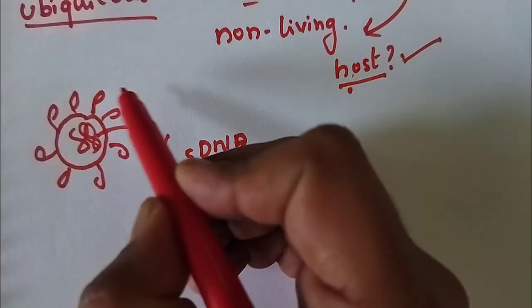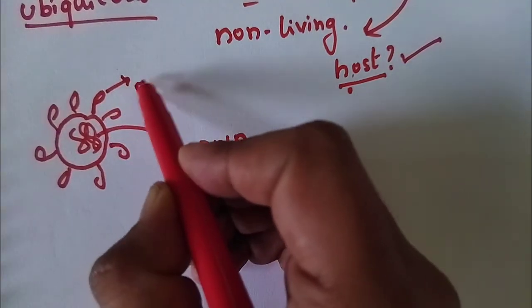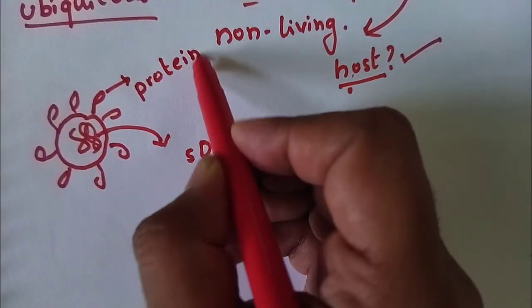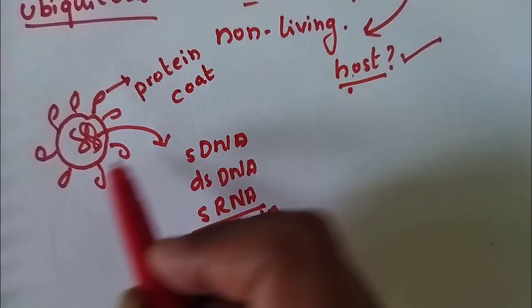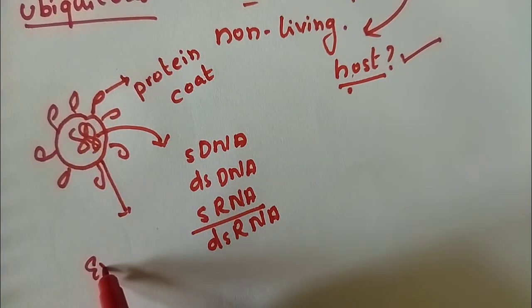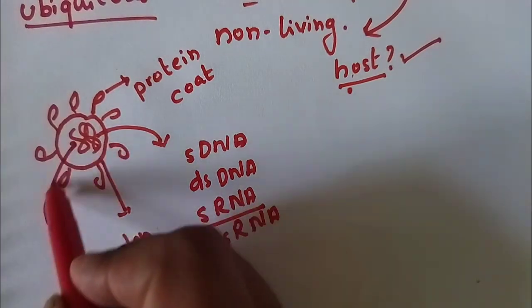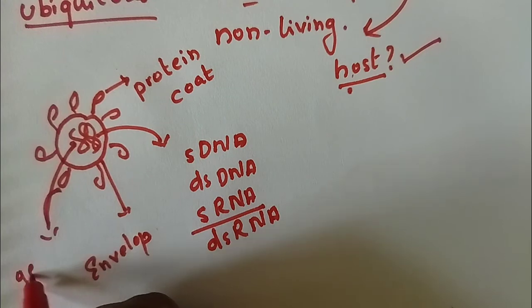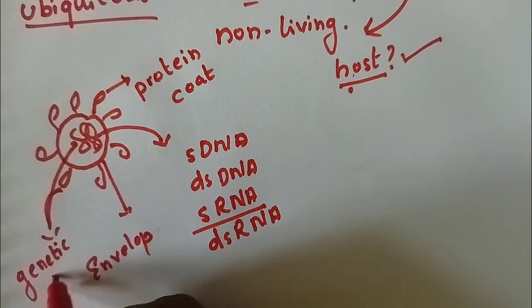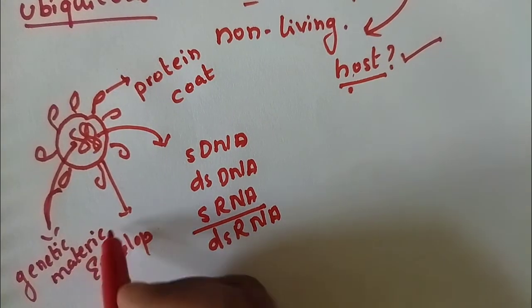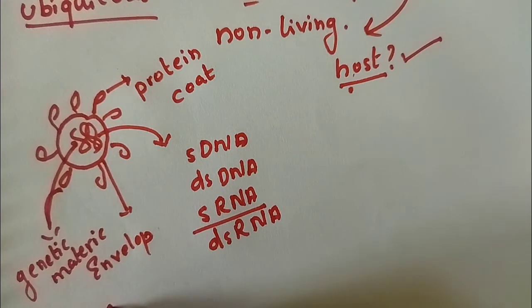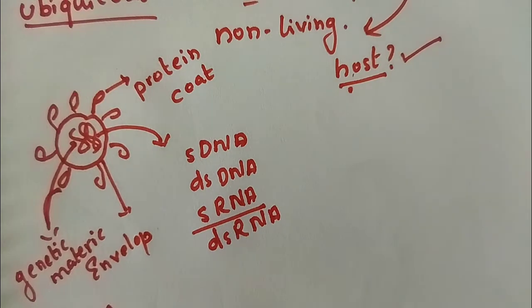So what are the components we can see in the virus? This is the protein coat. This is the envelope. And this is the genetic material. Genetic material in corona is single-stranded RNA.